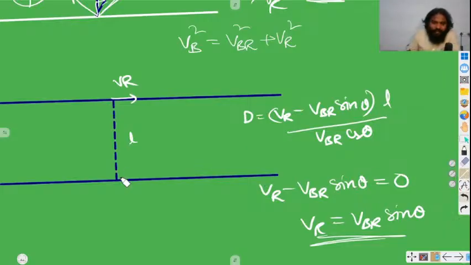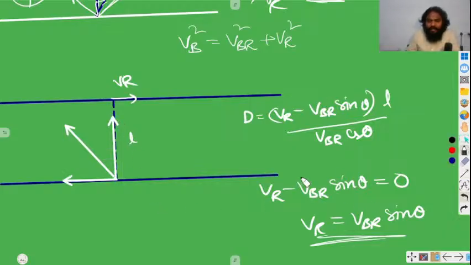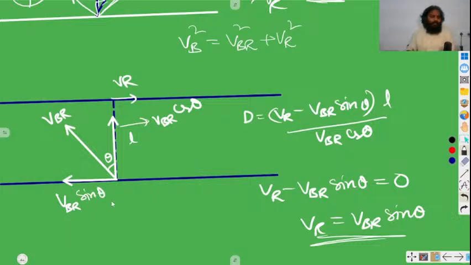Now let us see here. This is nothing but the velocity of the boat with respect to the river, VBR, and this is the x component, the horizontal component. It is making an angle theta, so this is VBR cos theta, and this is VBR sin theta.